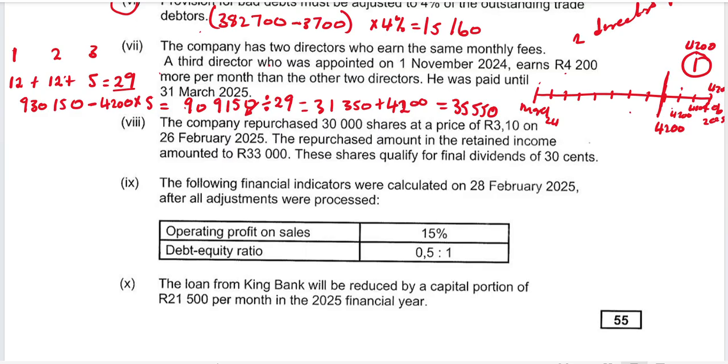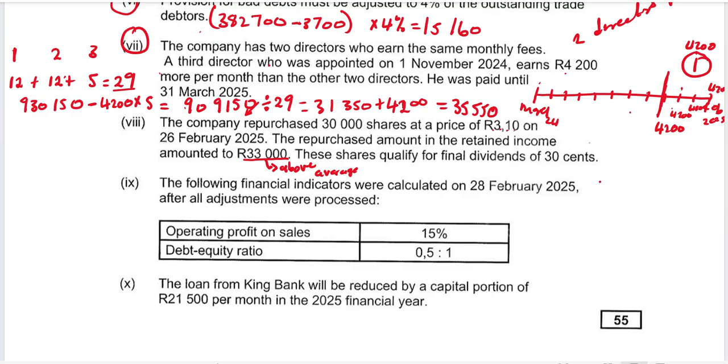So here, let's do this. The company repurchased 30 shares at the repurchase price, on 26 February 2025. The repurchased amount in the retained income amounted to, and for the retained income we're using the above average. This share qualifies for the final dividends.